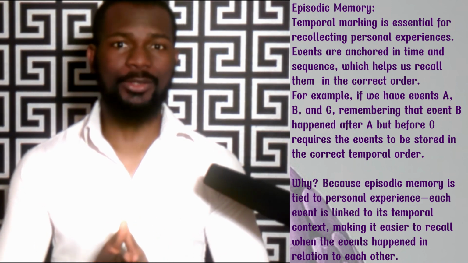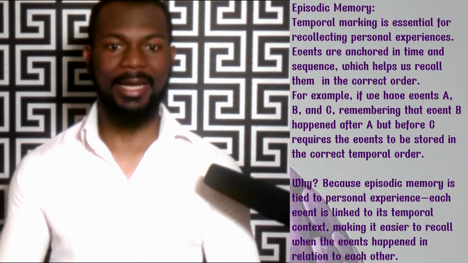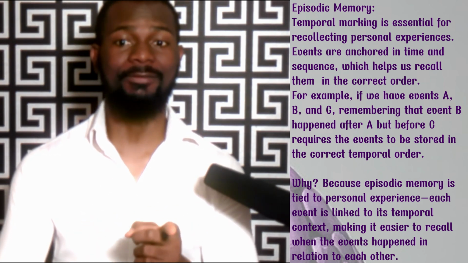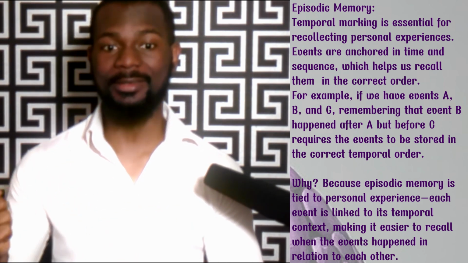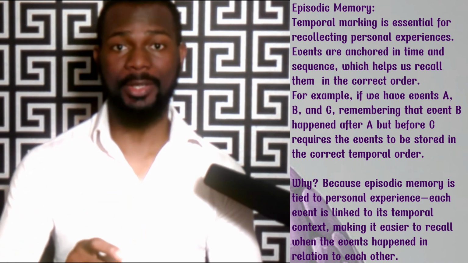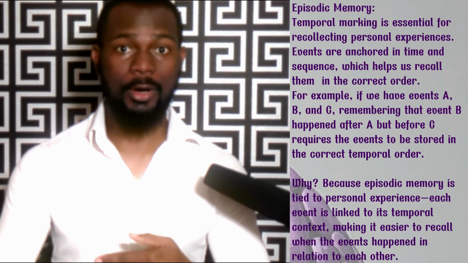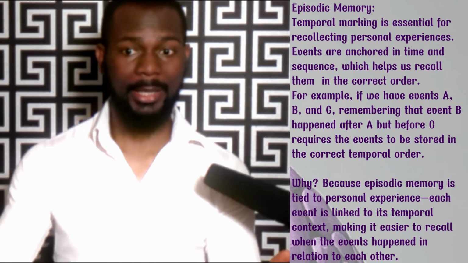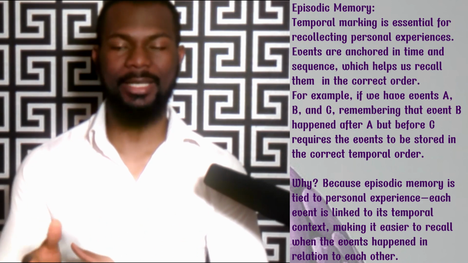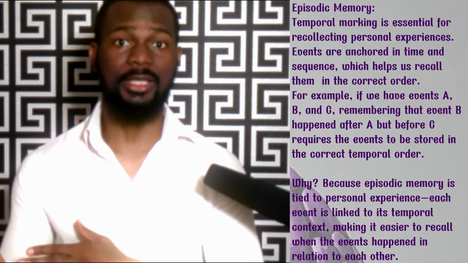Let's assume that we have events A, B, and C on the recall timeline, and hence for a person to remember that event B happened after event A but before event C implies that each of these events must have been experienced in order, meaning that I first went to school before I got a job, before I got married, something like that. This is because the source of information is from personal experience, and hence the series of events are tied to each other for easier recall.